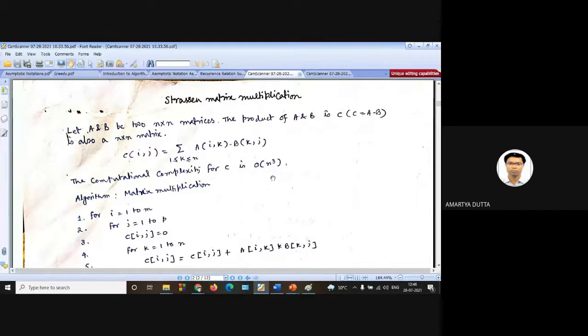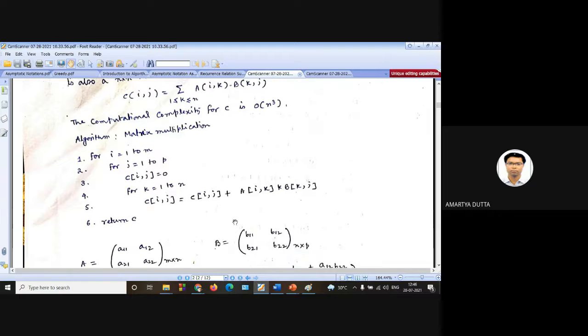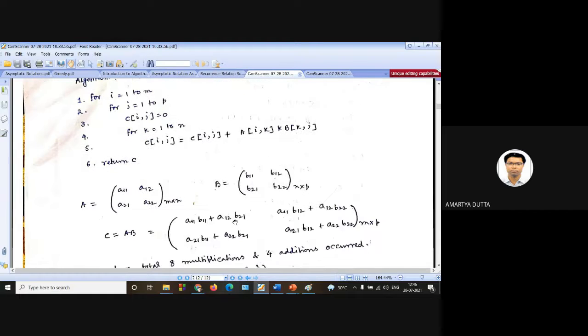Sir, it will be order of n cube. Order of n cube. Why? Because we are having 3 for loops. So this is the algorithm for normal matrix multiplication. Okay. So the complexity is order of n cube.